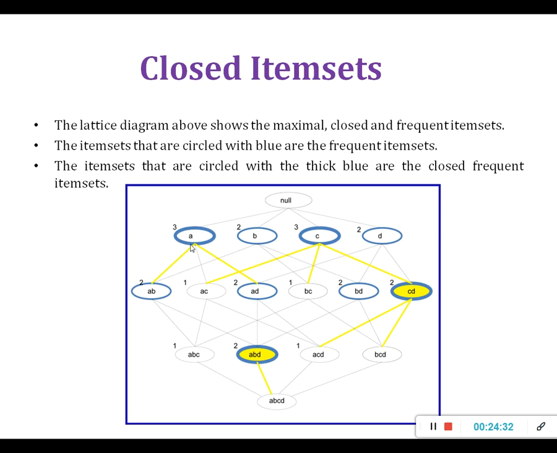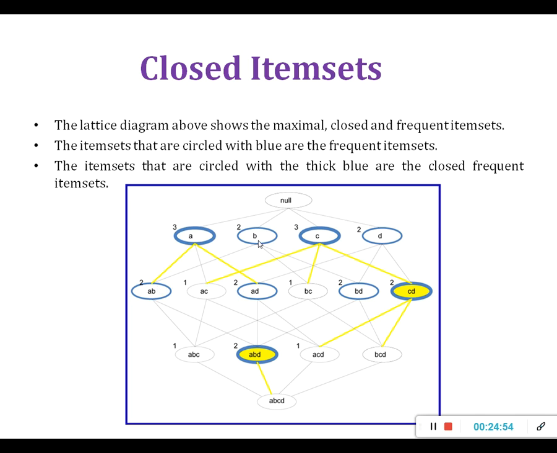What are the supersets of A? AB, AC, AD. How many of these supersets are frequent? Whatever is colored blue is frequent. So AB is frequent, AD is frequent. So A cannot be a maximal because two of its supersets are already frequent.